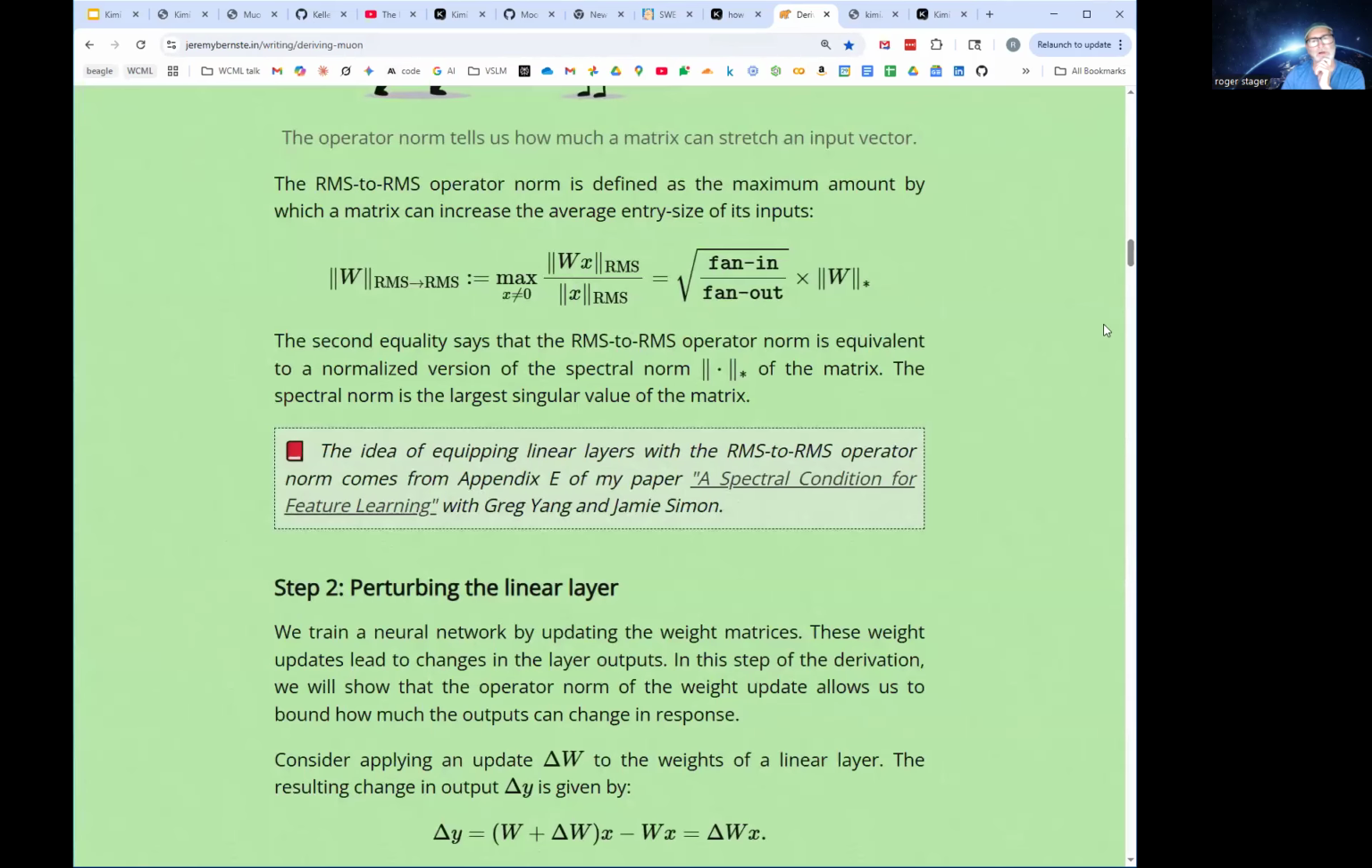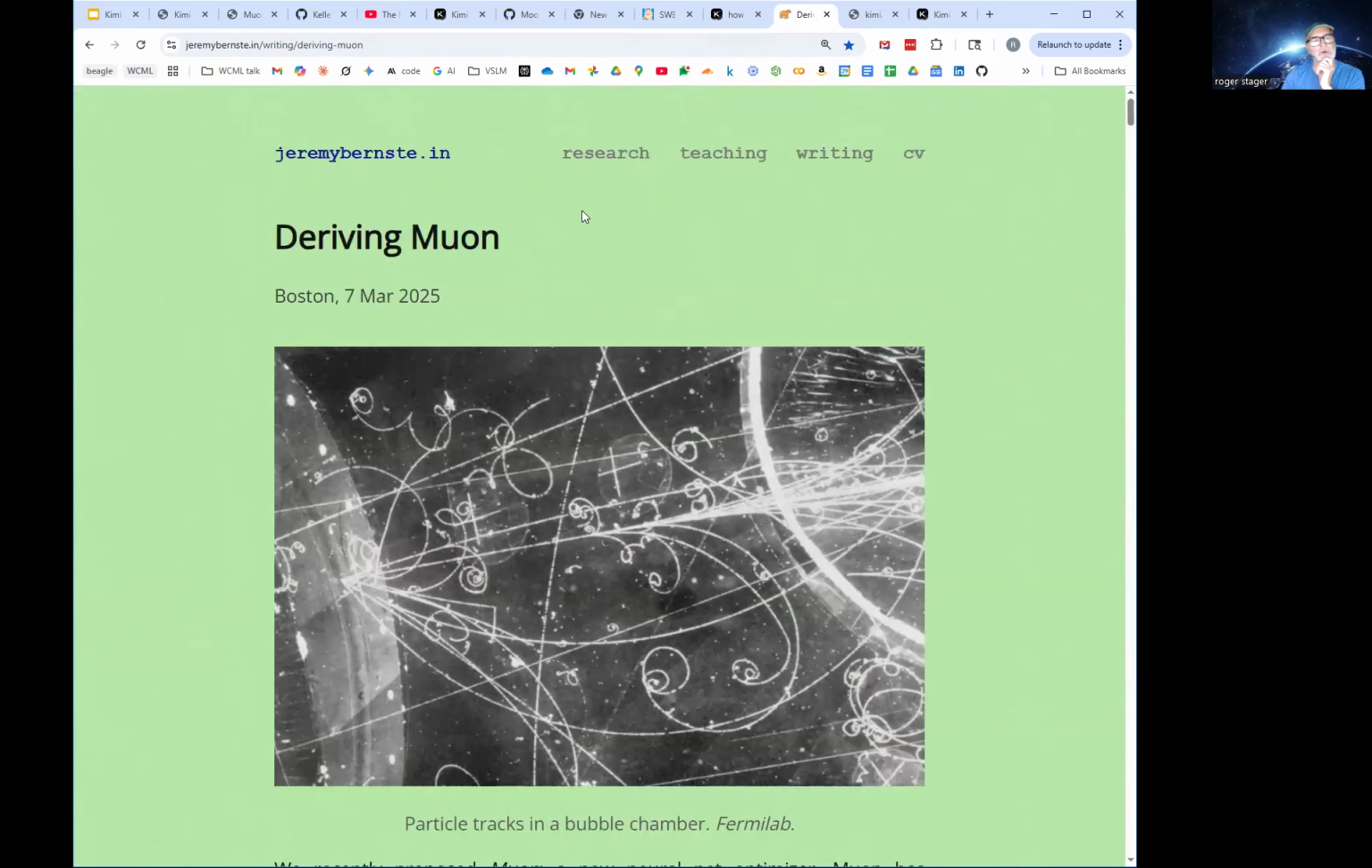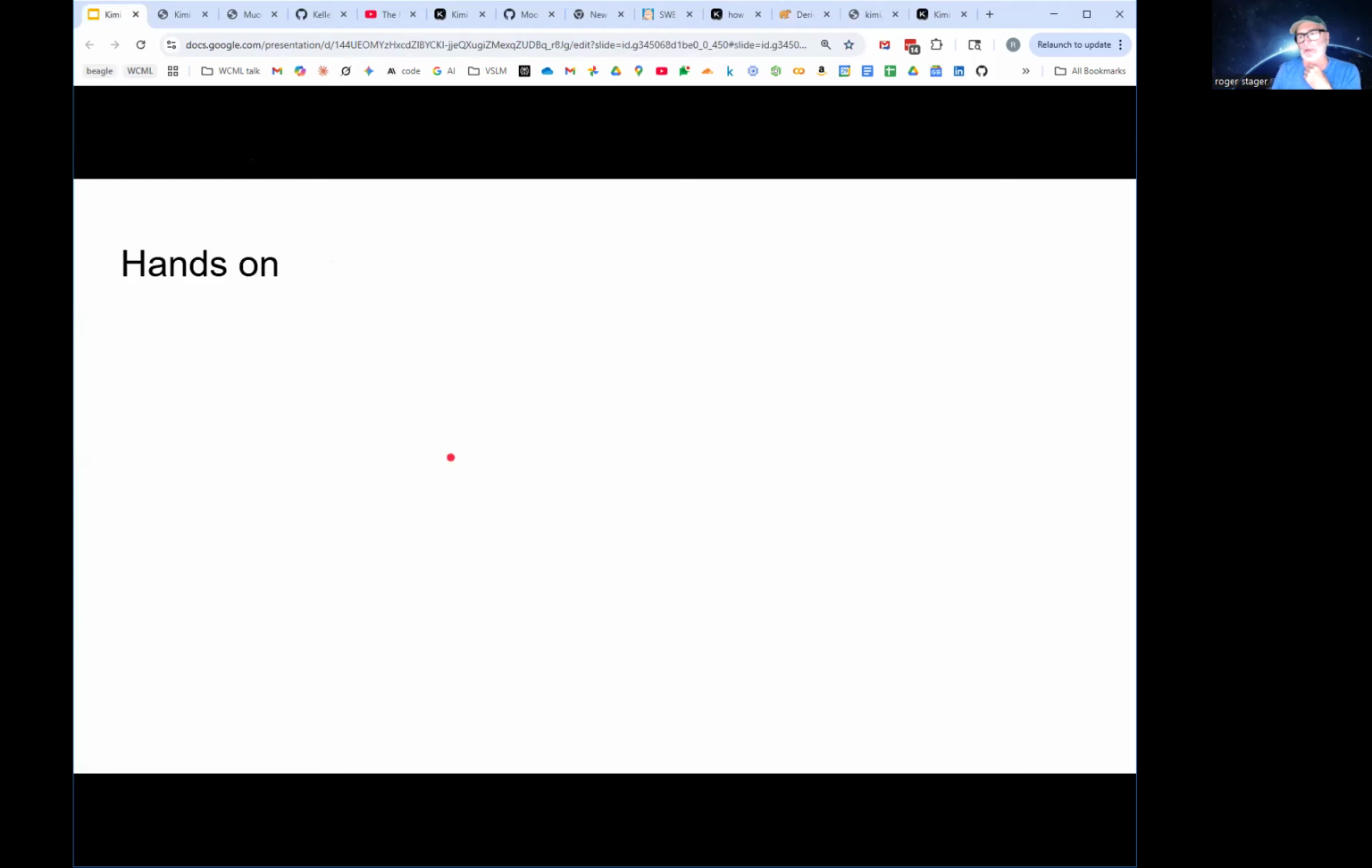This was the one other blog, Deriving Muon, by Jeremy Bernstein. This was the one I found late, but it seemed like it was starting to provide some theoretical foundation for Muon. So I'd like to go back and finish that. And Julius, if you're still around, that might be a point for you as well. Yeah, I've got that on my tab already. Thank you. Okay, great.